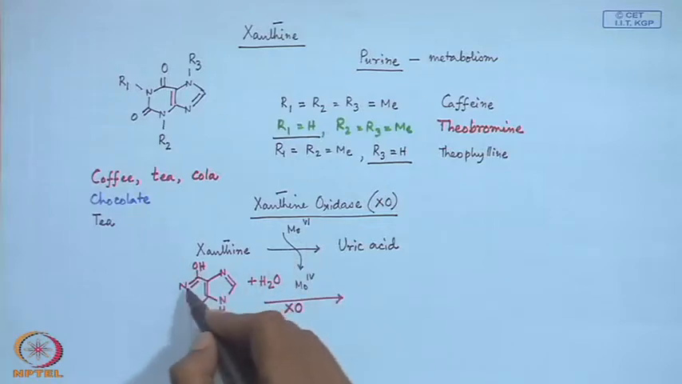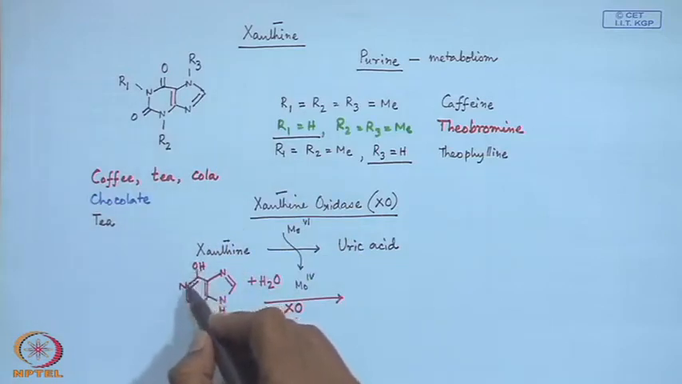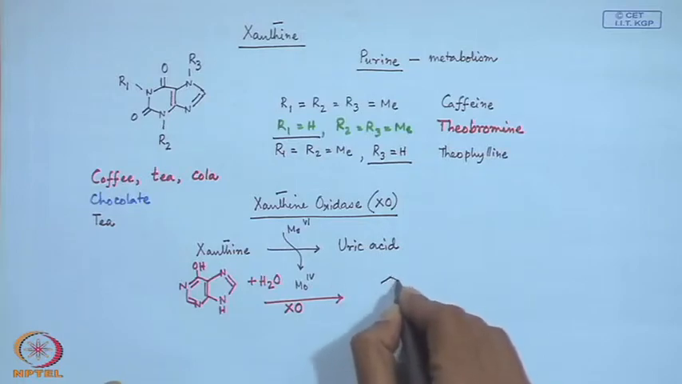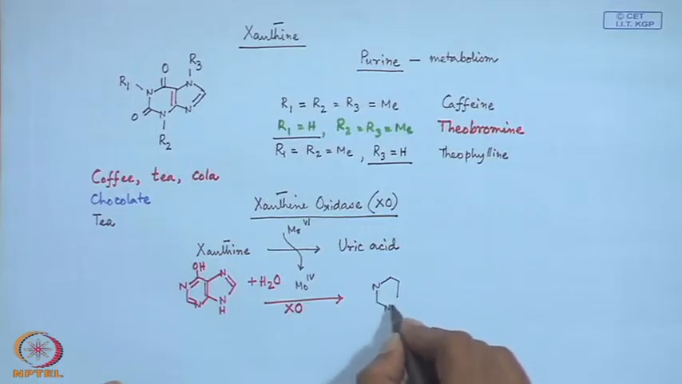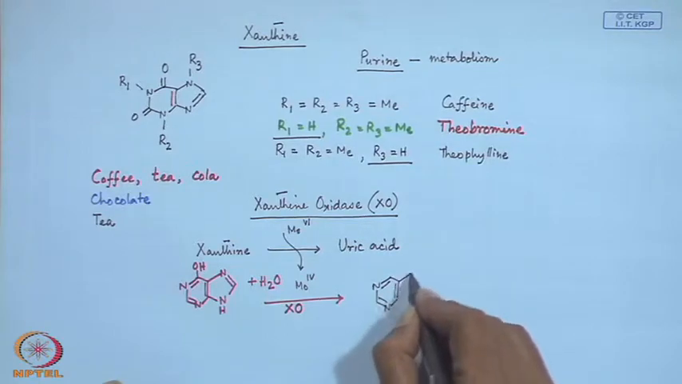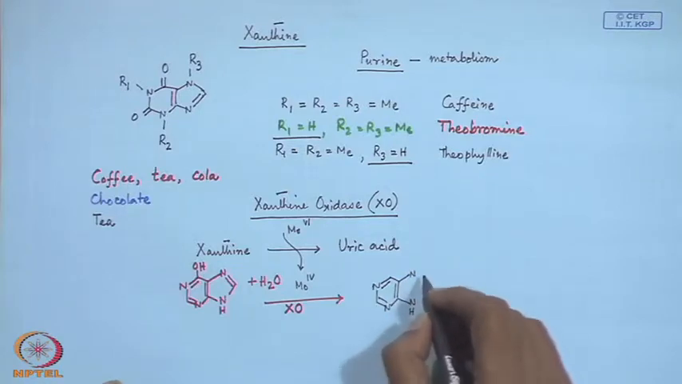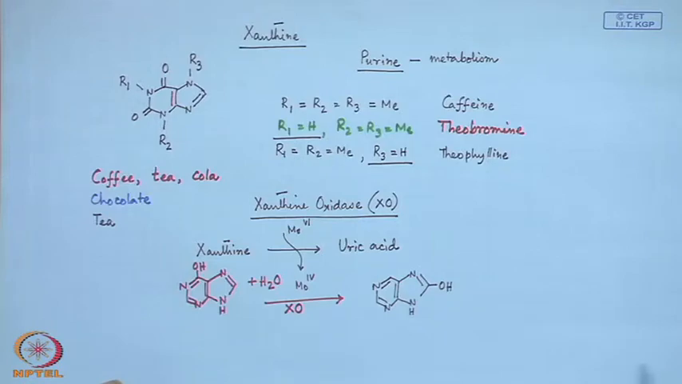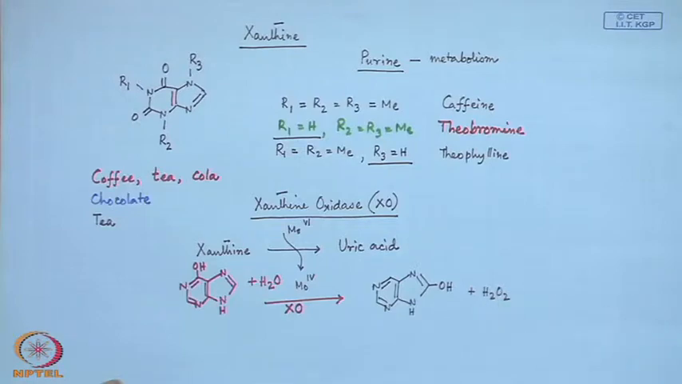This OH in one form you can write as a double bond O and NH, this is all the same. So, you can write it as a double bond O and NH function. So, this is basically going to its corresponding uric acid. This uric acid is formed, plus hydrogen peroxide.